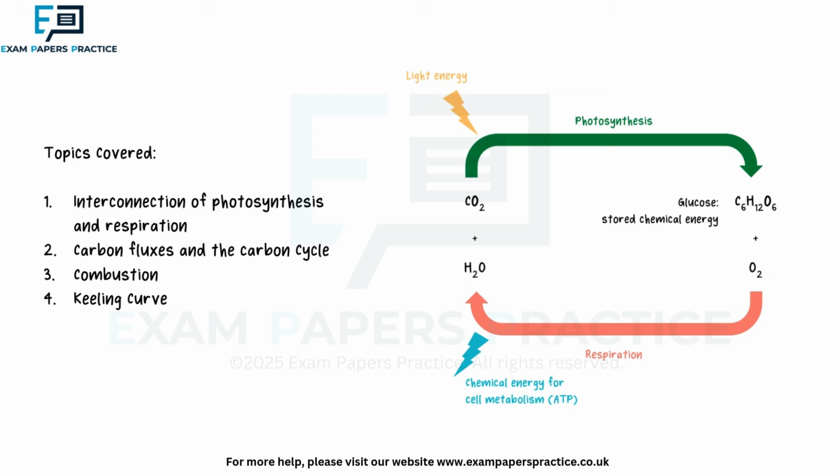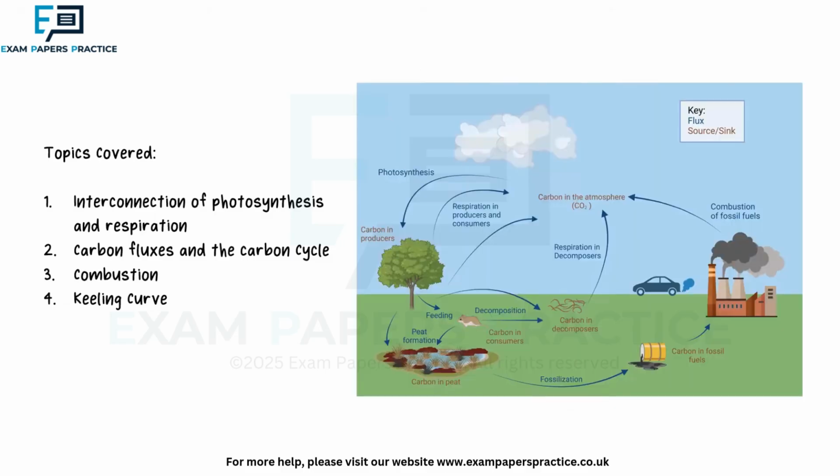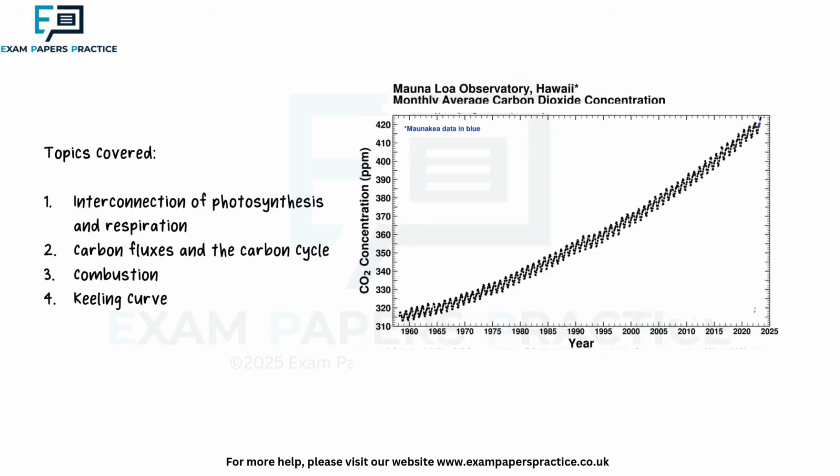This video is about various carbon fluxes within the Earth's carbon cycle, as the cycle plays a crucial role in maintaining the carbon balance in the environment. The topics in this key concepts video are the interconnectedness of photosynthesis and respiration, carbon fluxes in the carbon cycle, combustion, and the Keeling curve. These key concepts are some of the most important topics covered in the IB biology course.